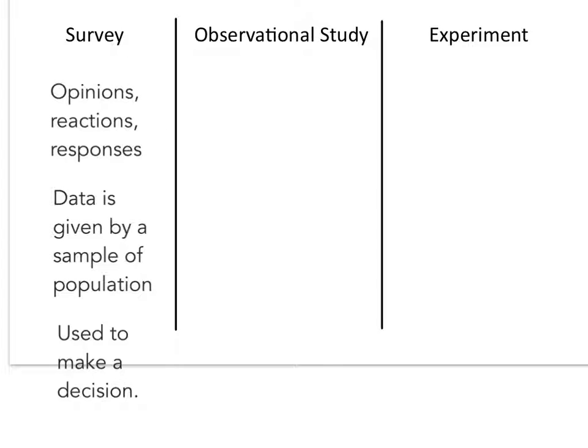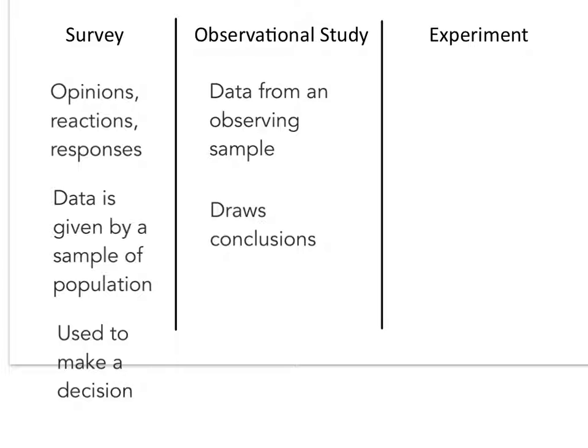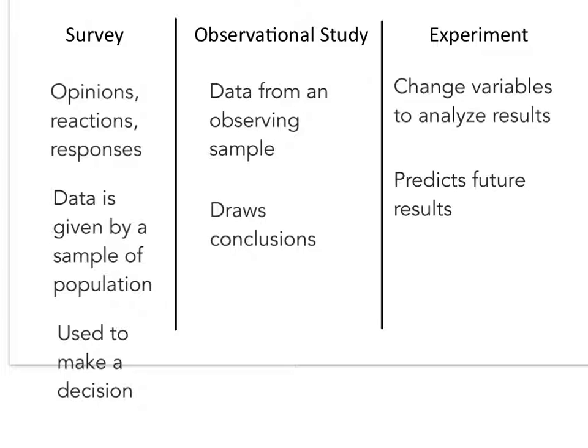Surveys are used to gather opinions, reactions, and responses. The data is given by a sample of a population typically, and surveys are used to make a decision. With an observational study, data is gathered from an observing sample. Observational studies are known to draw conclusions. An experiment changes variables to analyze results. It can also predict future results.